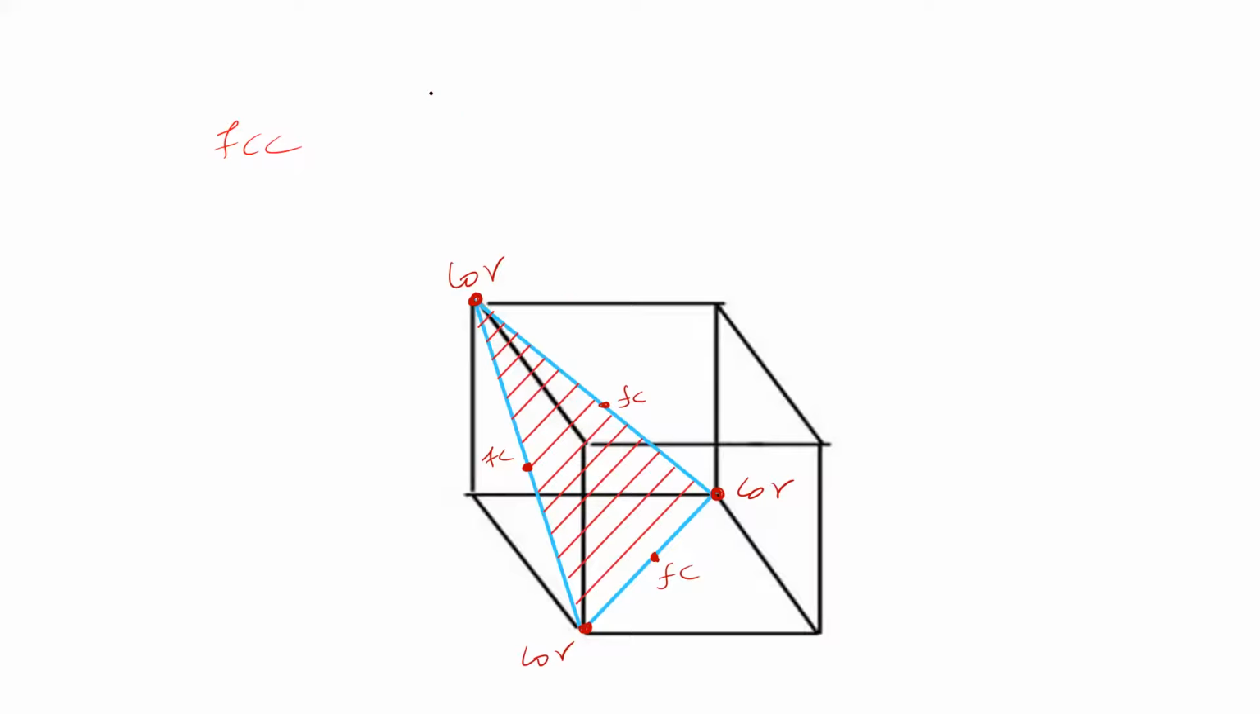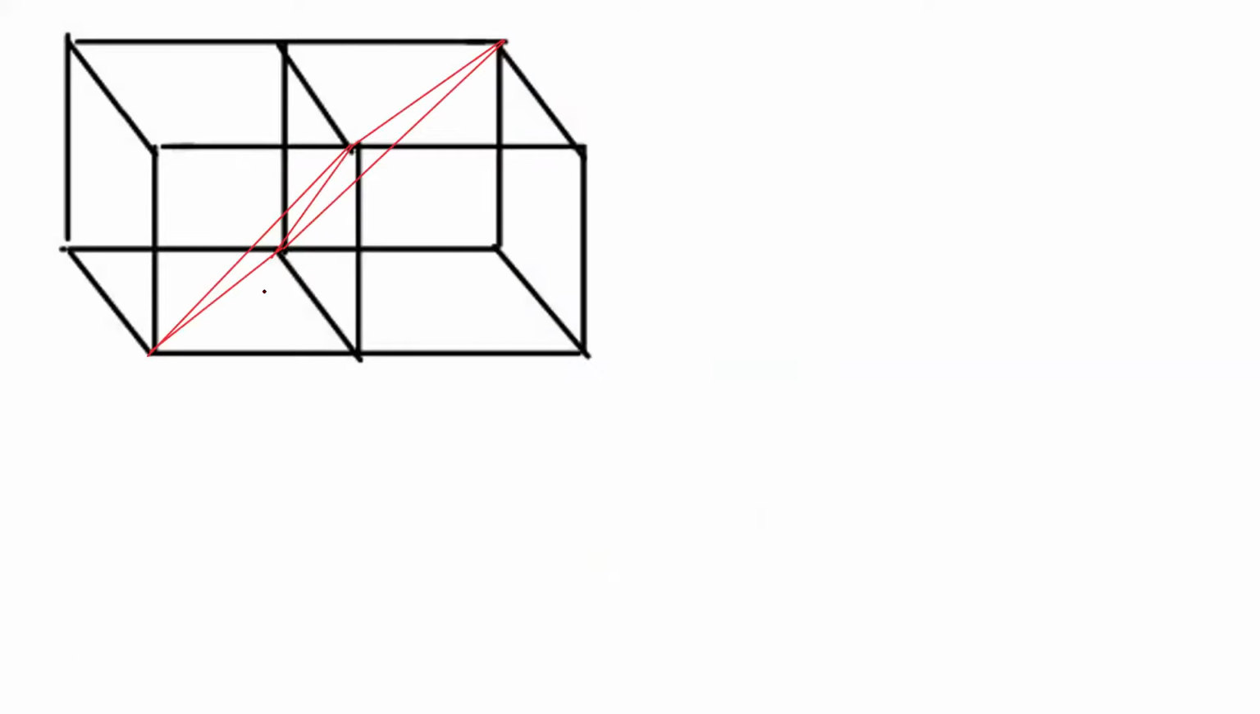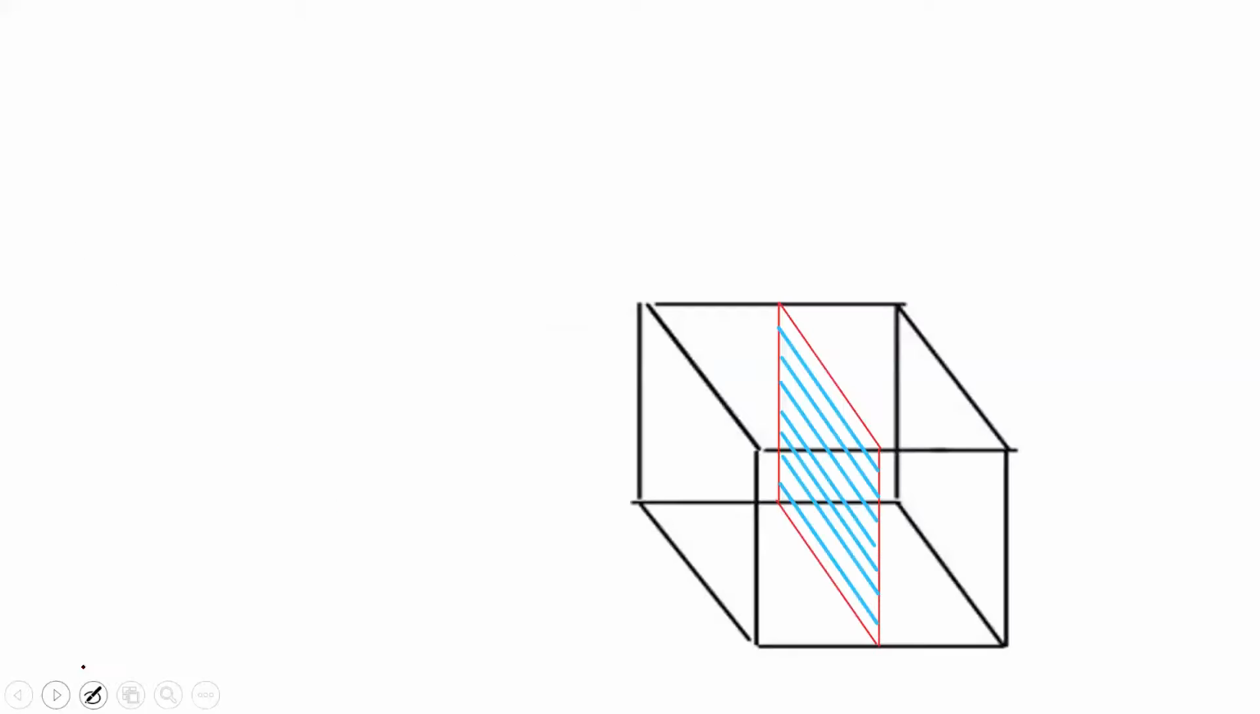For this plane, we will see the intercepts: in the x-axis a, in the y-axis b, in the z-axis c. So the intercept coefficients are 1 1 1, and the Miller indices are also 1 1 1. Next, this is FCC, the 1 1 1 plane. Find the distance between successive neighboring planes.